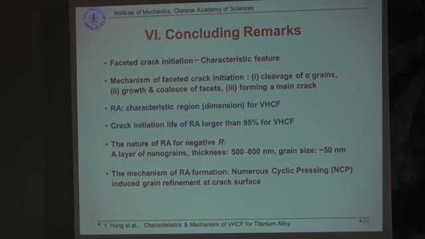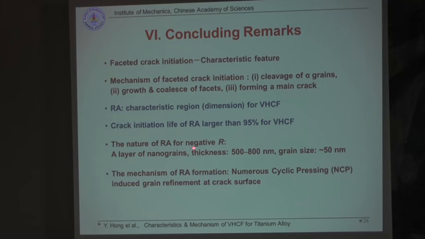And then I will go to the conclusion. The first one is that crack initiation is a characteristic feature for this alloy. The faceted crack initiation is due to the cleavage of grains, and then the growth and coalescence of the facets to form a main crack. And the fish eye region is a characteristic region, and also a characteristic dimension of high cycle fatigue. This area will consume more than 95% of fatigue life.